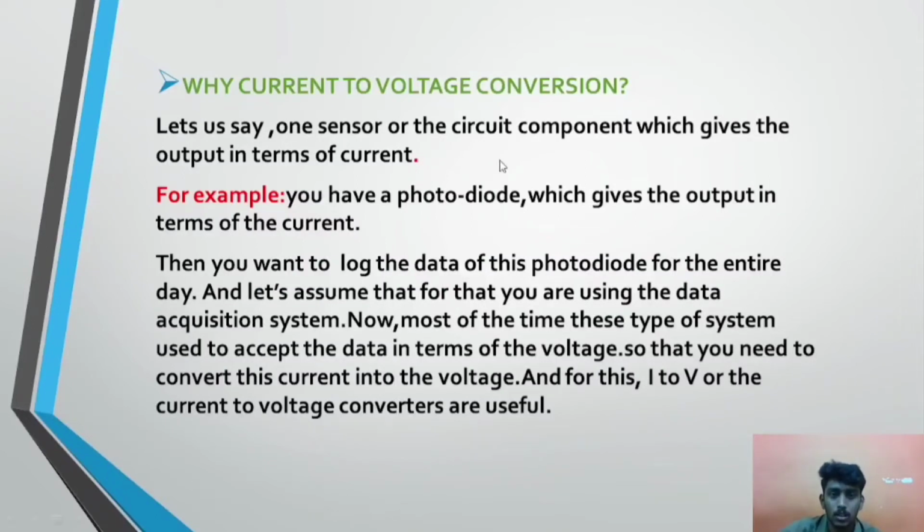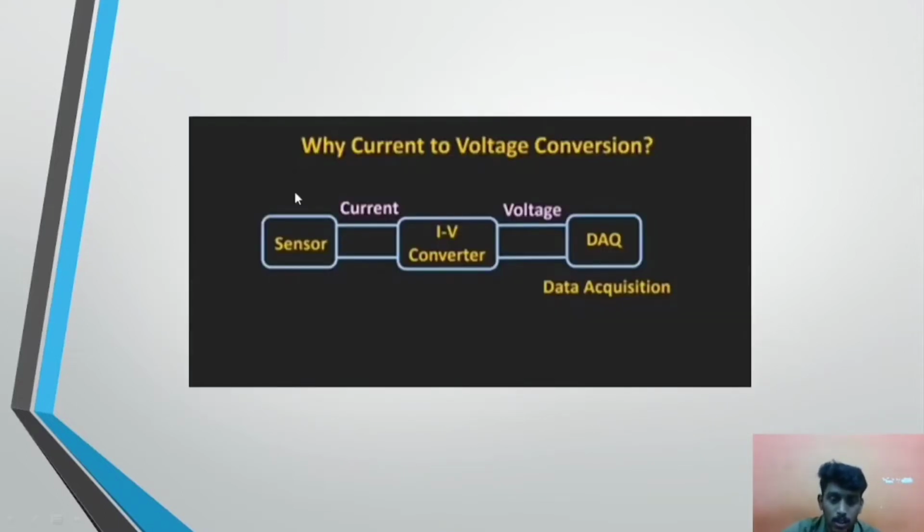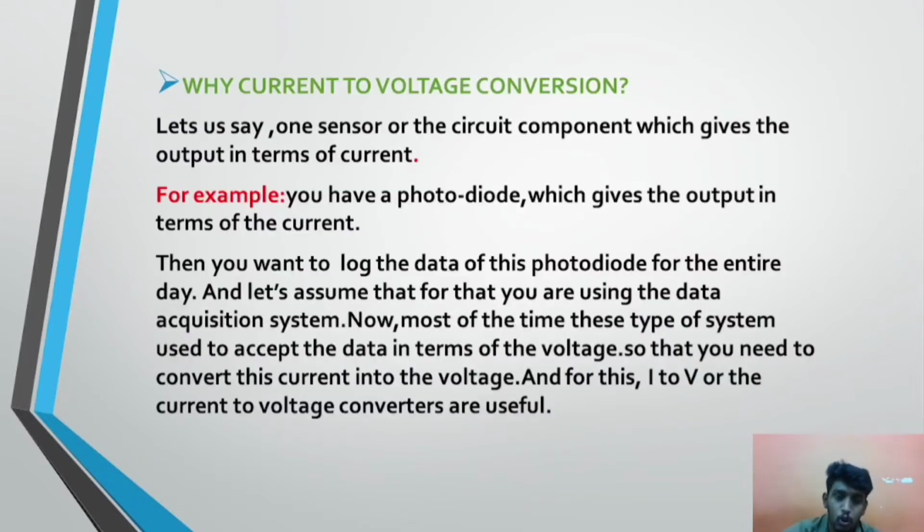Let us say there is a sensor or circuit component which gives its output in terms of current. We have taken the sensor as a photodiode, which gives the output in terms of current. Then you want to log the data of this photodiode for the entire day. Let us assume you are using a data acquisition system. Most of the time this type of system accepts data in terms of voltage, so you need to convert this current into voltage, and for this I to V converters are used.